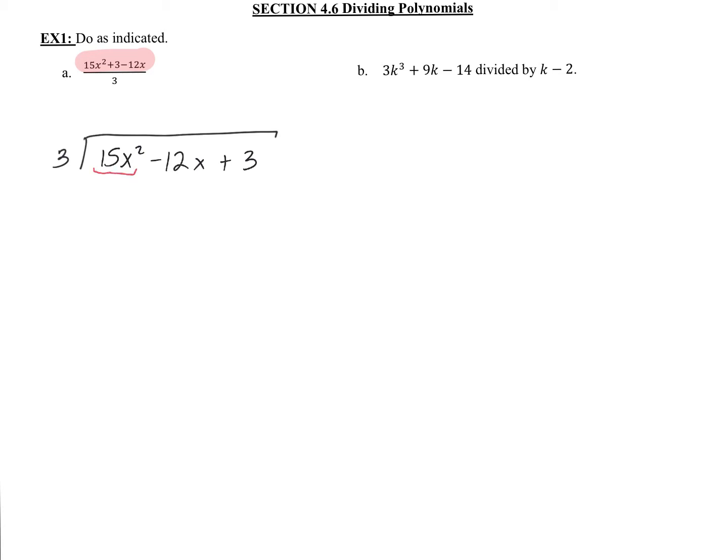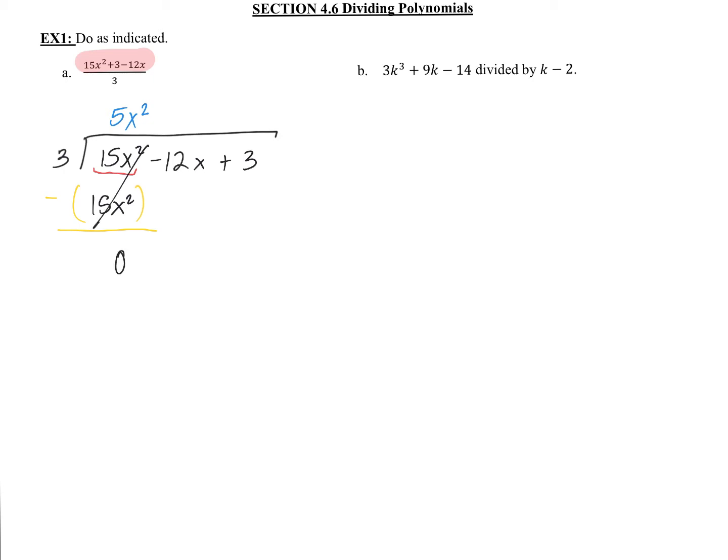So now it's all set up, and we're going to ask ourselves, how many times can 3 go into 15x squared? Well, 3 times 5 gives me 15, and then I need to get that x squared, right? So we know that 3 times 5x squared would give me 15x squared. So let's go ahead and do that subtraction. 3 times 5x squared is going to be that 15x squared. And then 15x squared minus 15x squared, they cancel out, and we're left with 0.